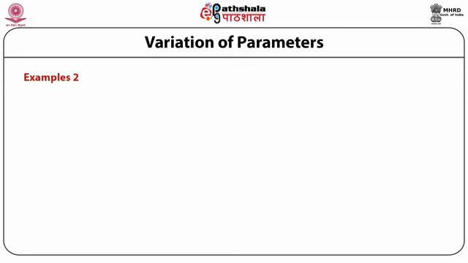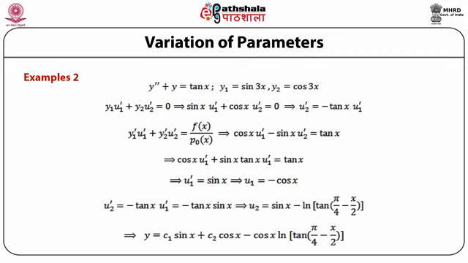Now let us consider an equation of the form y double prime plus y is equal to tan of x. The two solutions of the complementary equation are sine of x and cos of x. Therefore, we have y1 times u1 prime plus y2 times u2 prime to be equal to 0. So, sin x times u1 prime plus cos x times u2 prime will also be equal to 0. This gives u2 prime to be equal to minus tan x times u1 prime.